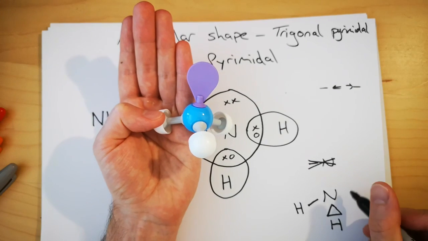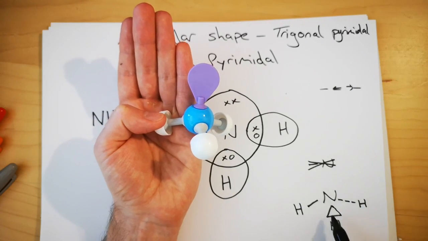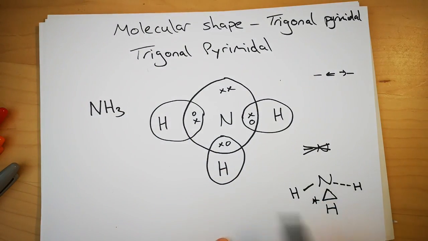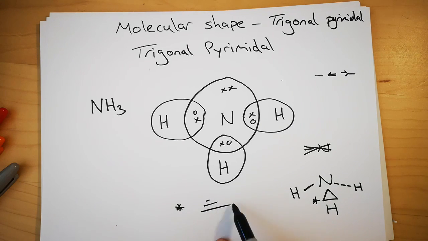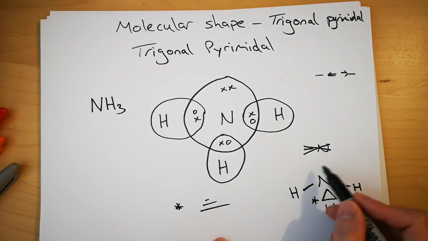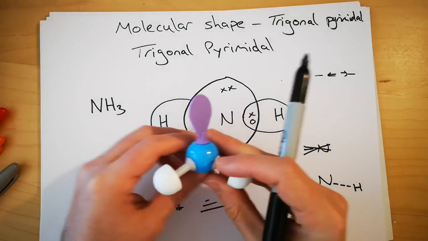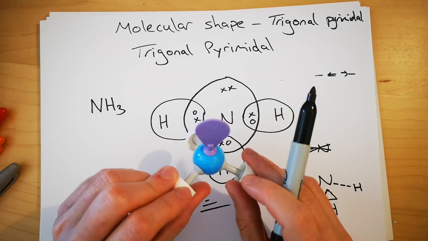This hydrogen's going back behind, and I can show that with a dashed line. Now, that triangle there can sometimes be shown as that. So these two things mean the same thing, means it's coming out towards you, and I've got my lone pair of electrons up there, which isn't a bond, and I haven't shown them in this particular diagram. So that is trigonal pyramidal. It's one of the more complex ones.